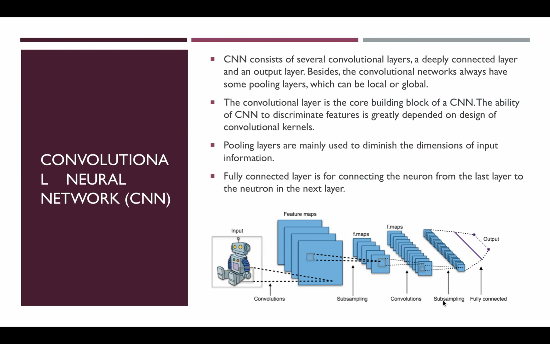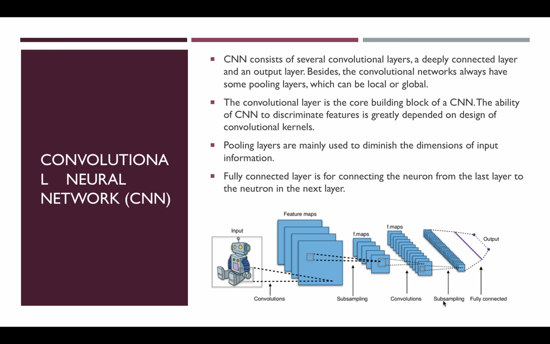Then I want to introduce the convolutional neural network, which is CNN. The CNN consists of several convolutional layers, a fully connected layer, and then an output layer. The convolutional layers are the most important layers in the CNN, and the ability of the CNN to discriminate features is greatly dependent on the convolutional kernels. And the convolutional kernel is set in the convolutional layers.